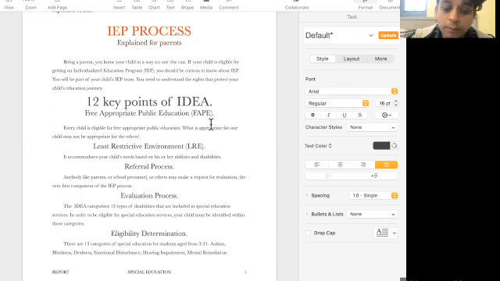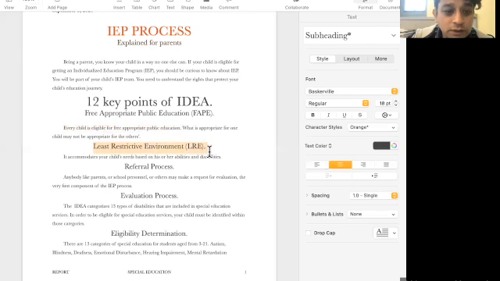Free appropriate public education, FAPE, is one of the key points that explains that every child is eligible for free appropriate public education, which is appropriate for one child may not be appropriate for the others.